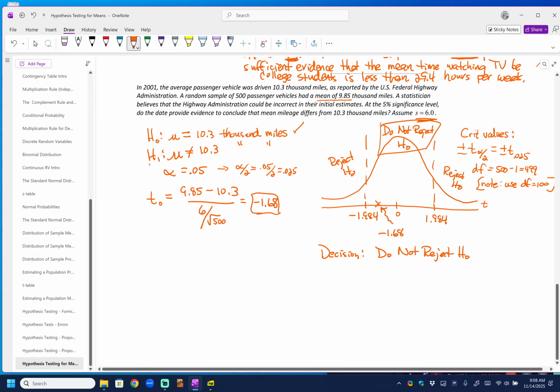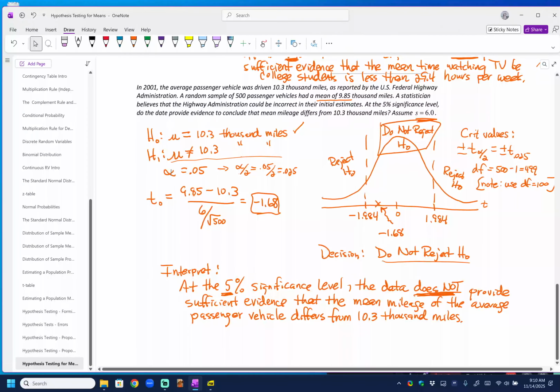And lastly, here's our interpret statement. We can say at the 5% significance level, the data does not provide sufficient evidence, because we fail to reject H0, that the mean mileage of the average passenger vehicle differs from 10.3 thousand miles. Just be aware here that not everybody's really going to use this word per se. You could have said is not equal to 10.3 thousand miles, just like the sign here. You could have said that it's not 10.3 thousand miles. I've seen students say it's incorrect. All of these are correct answers. I'm not looking for perfection when it comes to restating the alternative, but it basically does have to say what's here.